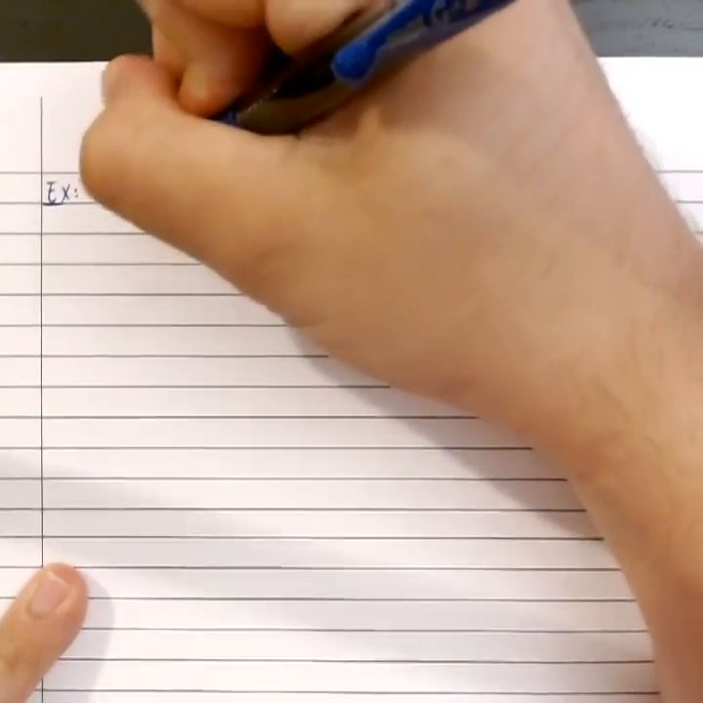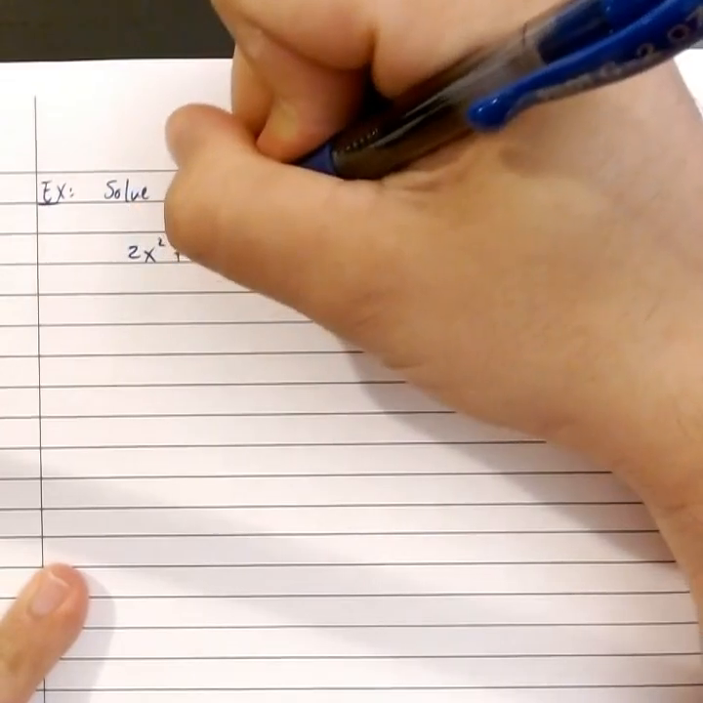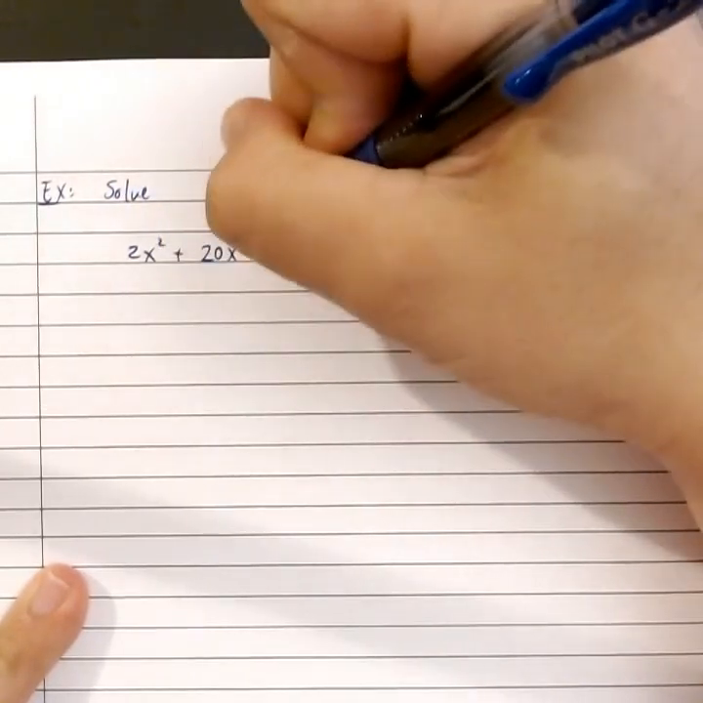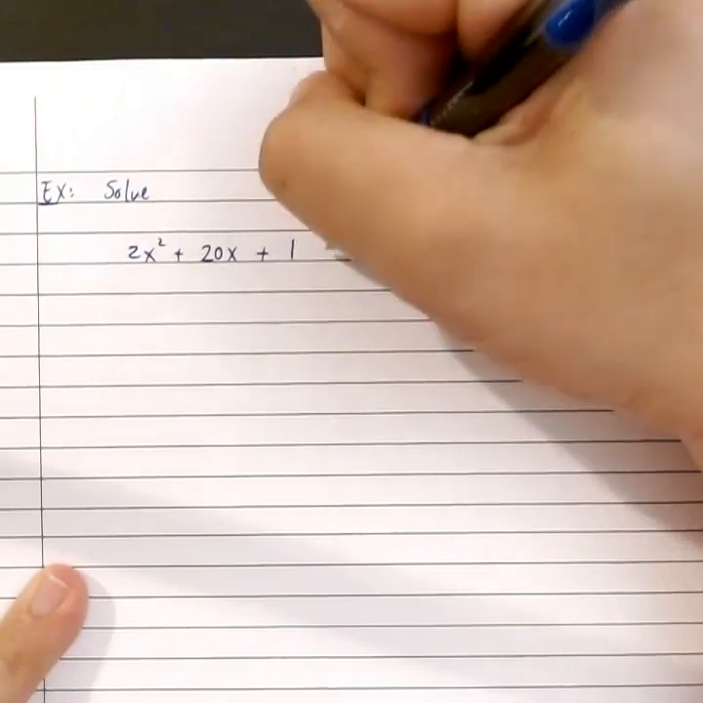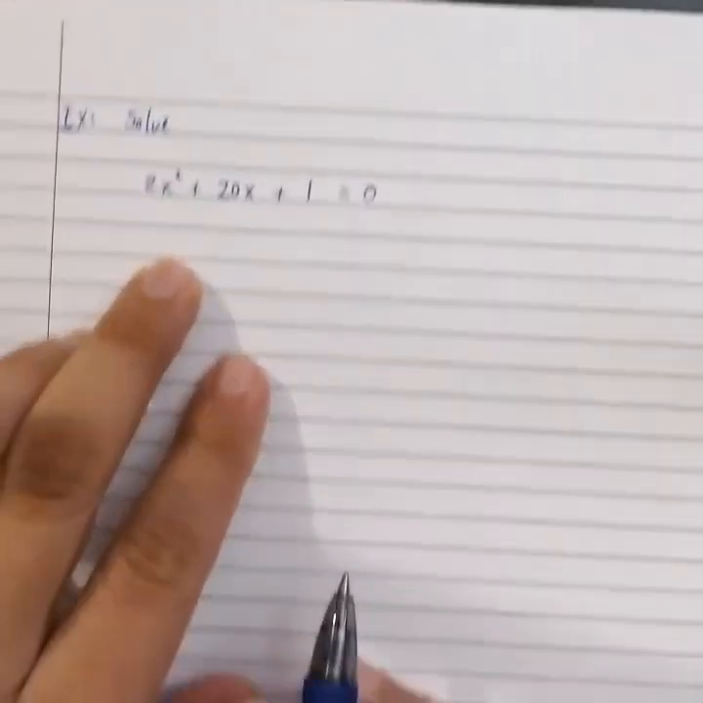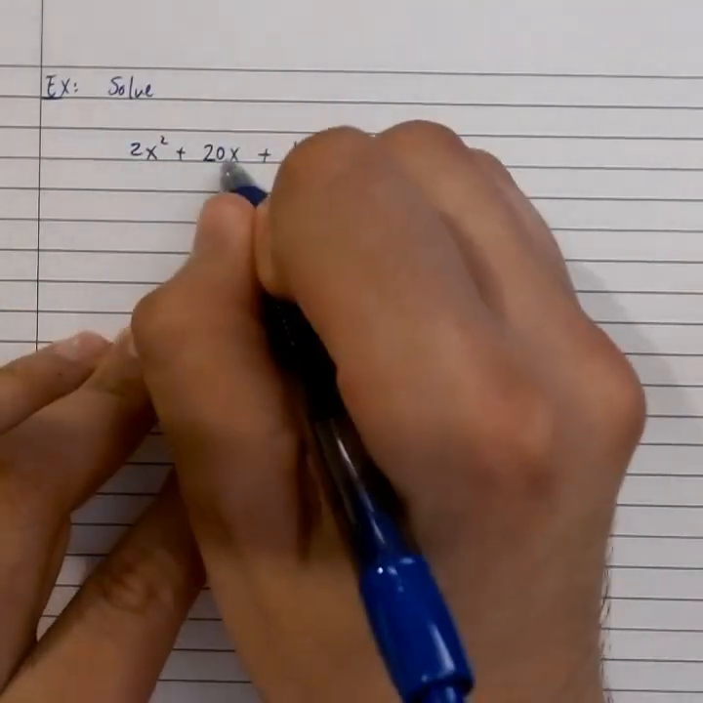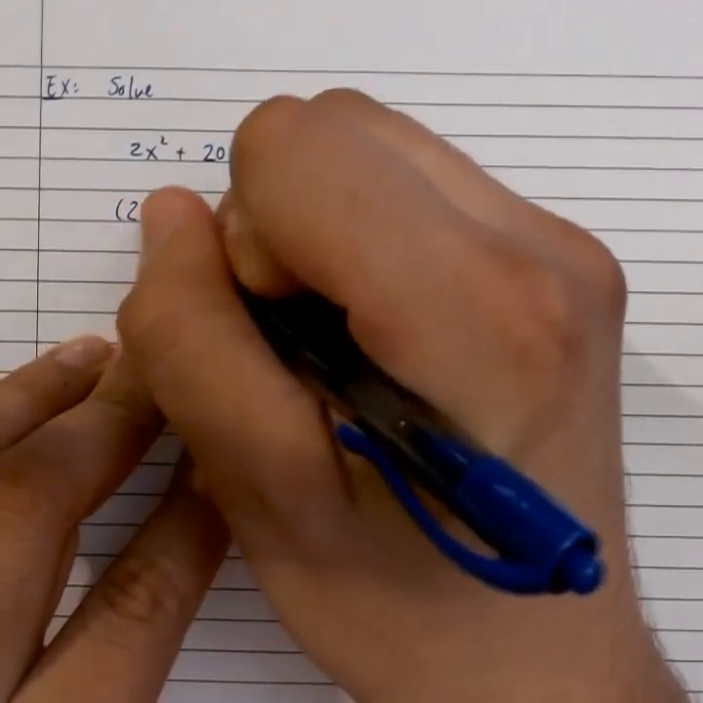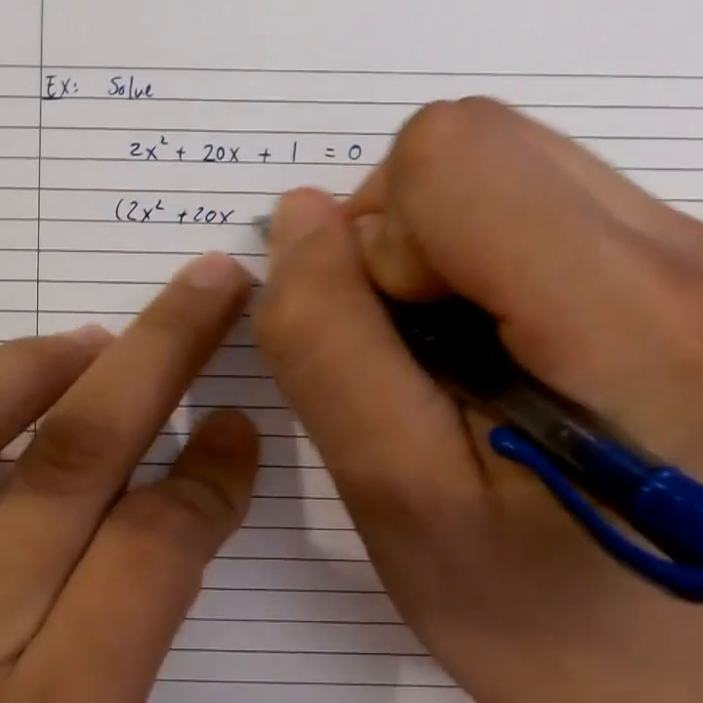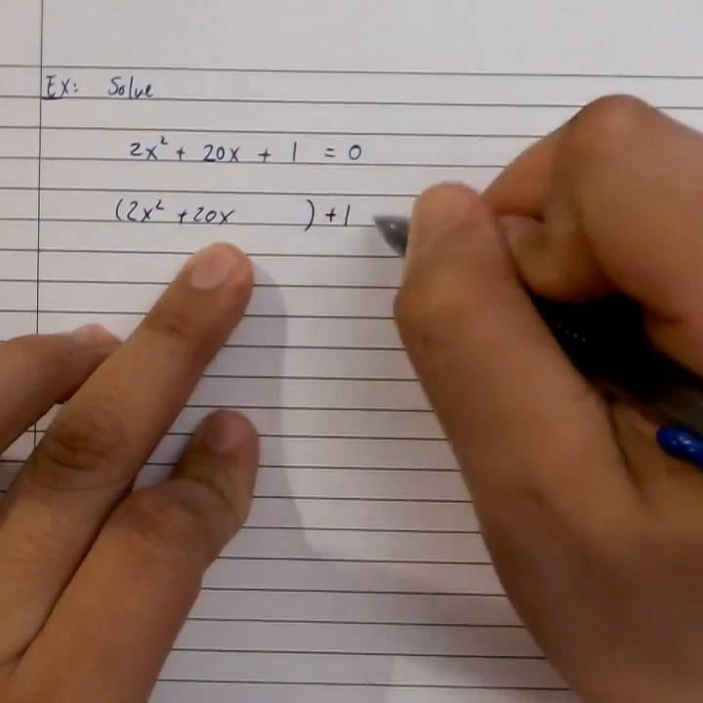So here we're going to solve the quadratic equation 2x squared plus 20x plus 1 is equal to 0. All right, so to complete the square, take the first two terms and bunch them together. I'm going to write that as 2x squared plus 20x. I'm going to leave a little space here because I'm going to add some stuff in there later. And then a plus 1 off to the side.